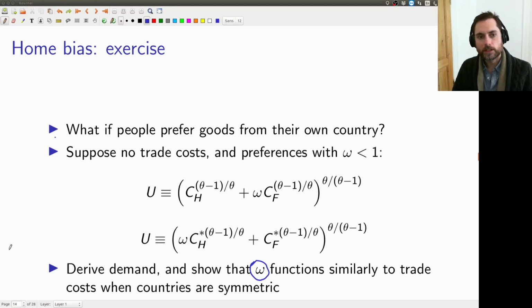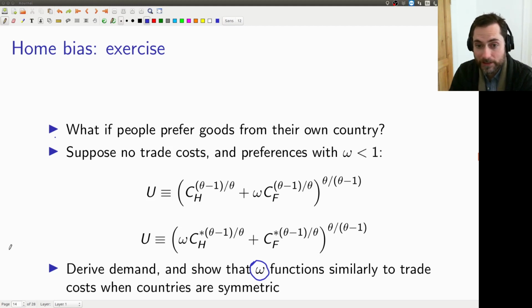All right, so they have one more slide here on home bias. It's just an exercise that I'll put on the next problem set. But what it asks you to show is just that trade costs function in a similar way to preferences. So we said home bias can be explained by high trade cost.